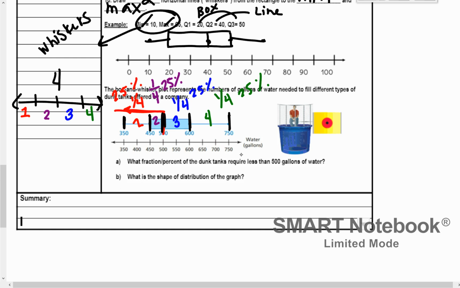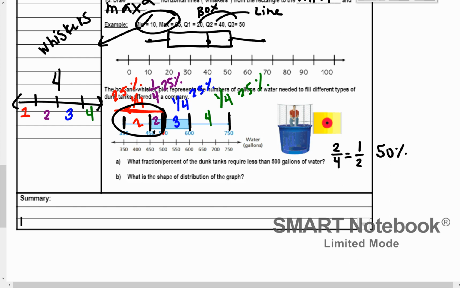So what fraction of the dunk tanks require less than 500? We're looking at these two parts. So we'd have 1/4 plus 1/4, which would be 2/4. We'd simplify 2/4 to be 1/2. So that would be the fraction. The percent would be 25% for this part, 25% for this part, which would be 50%. So it's either 1/2 or 50%.